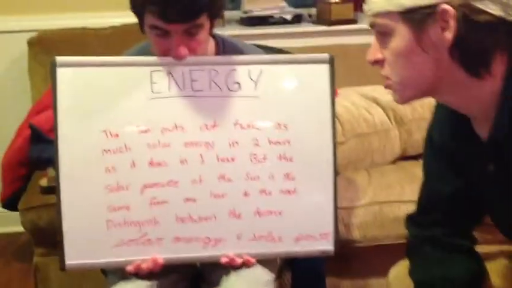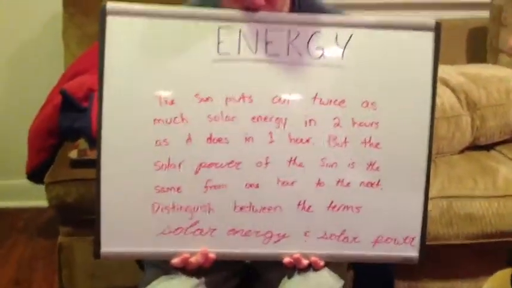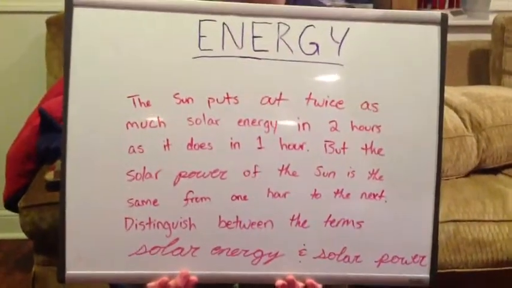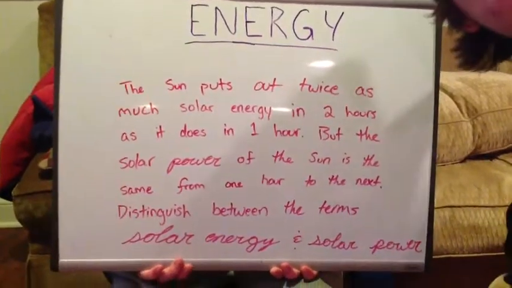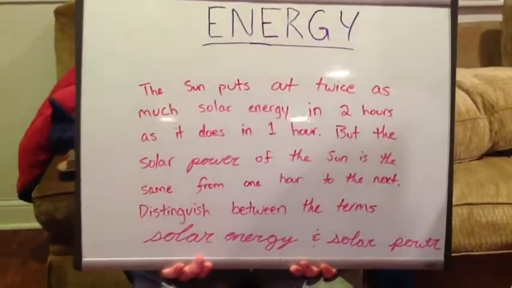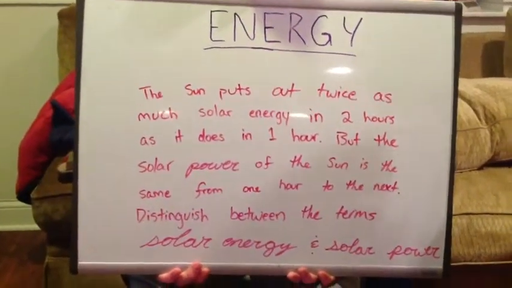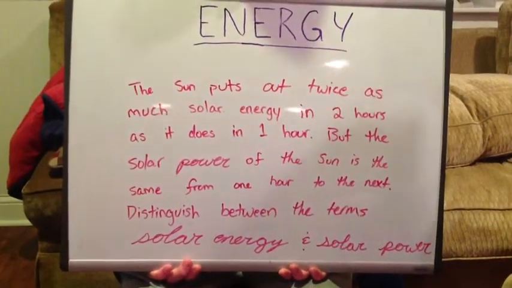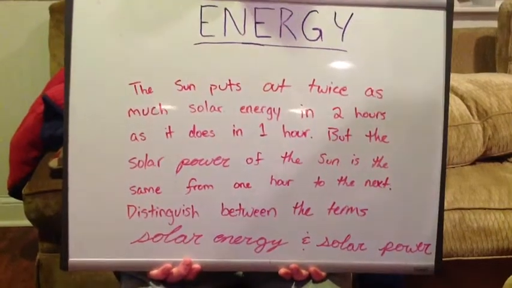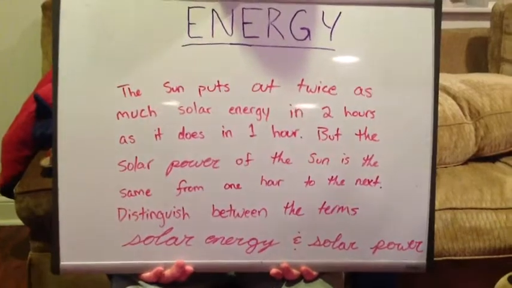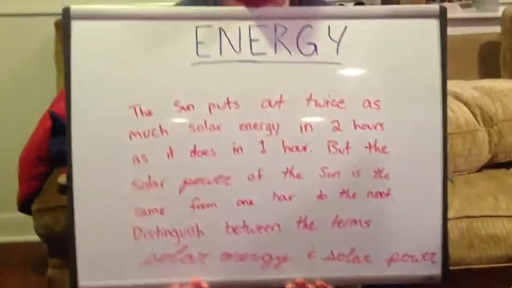Say, Jack, the sun puts out twice as much solar energy in 2 hours as it does in 1 hour, but the solar power of the sun is the same from 1 hour to the next. Distinguish between the two terms, solar energy and solar power. Well, Dan, solar energy is merely energy from the sun. Solar power, though, like power in general, is the rate at which energy is transferred. Solar power is therefore the same from hour to hour, whereas the amount of solar energy depends on the amount of time energy is transferred.